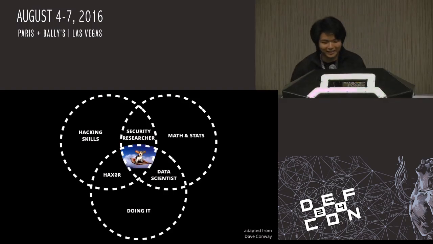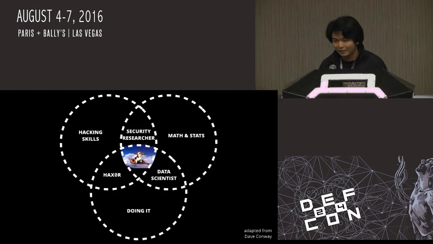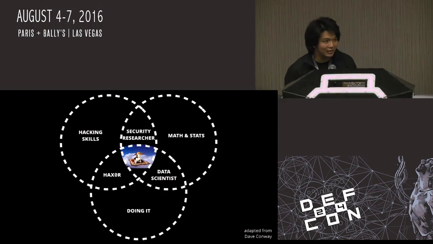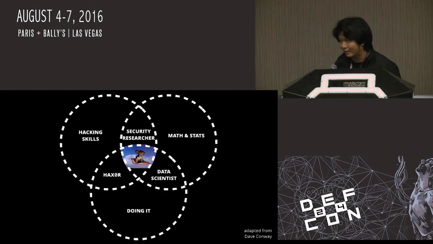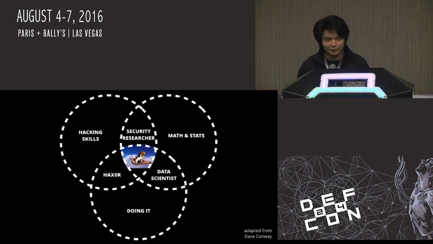But what we're trying to do today is to help all of you and to convince all of you that you really want to be in the center of the Venn diagram. It's going to be important, and increasingly important in the next few years, to brush up on math and stats skills and to know about what's going on in the machine learning space, especially for security folks.